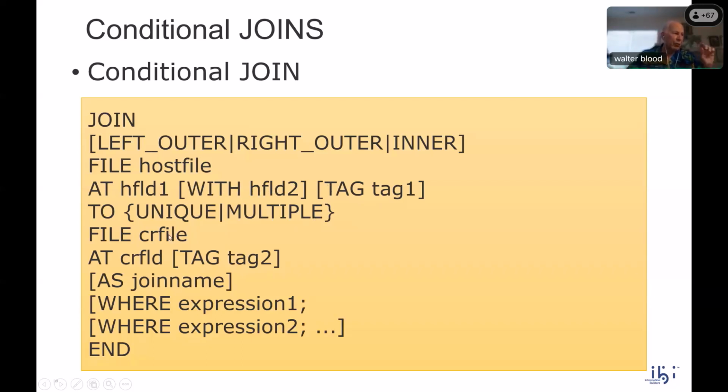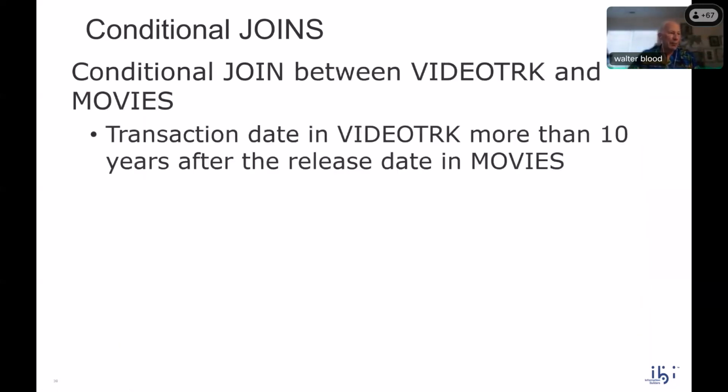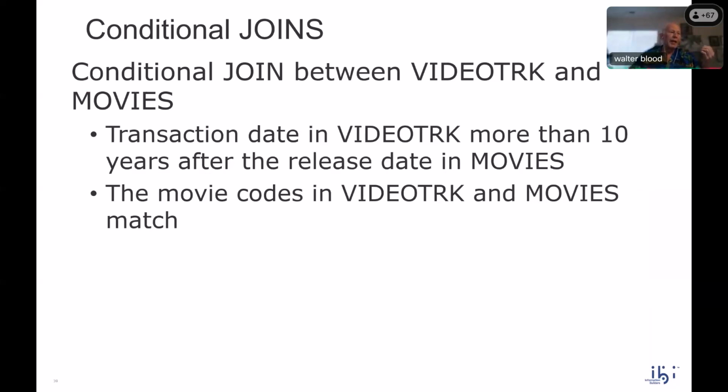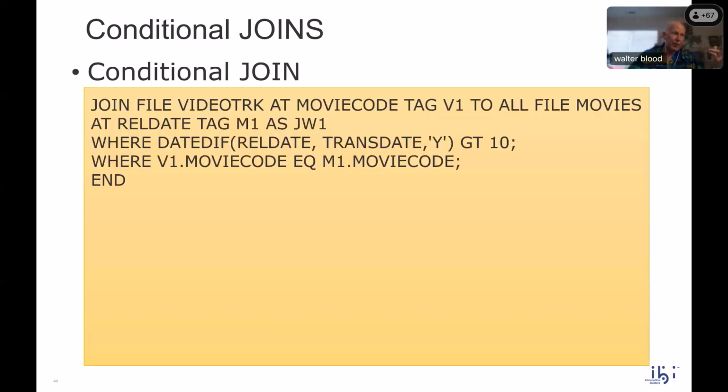To unique or multiple, file cross-reference, again, it's joining file to file, not field to field. That is the thing to remember because we are joining segments together. We're using the field simply to mark them. I can join between video track and movies. The idea here is I want a transaction date in video track that is more than 10 years after the release date in the movies, and the movie codes in video track and movies have to match. And this is the way you would do it. You basically set those two conditions up in a where clause and include it with the conditional join.